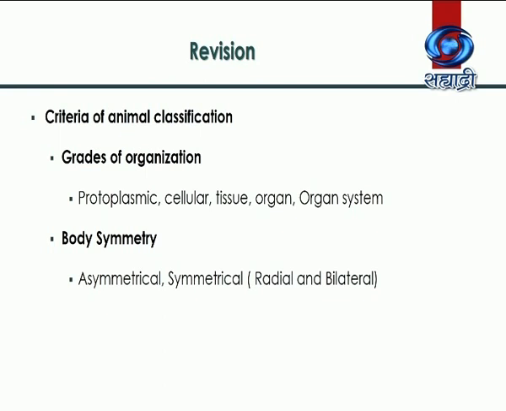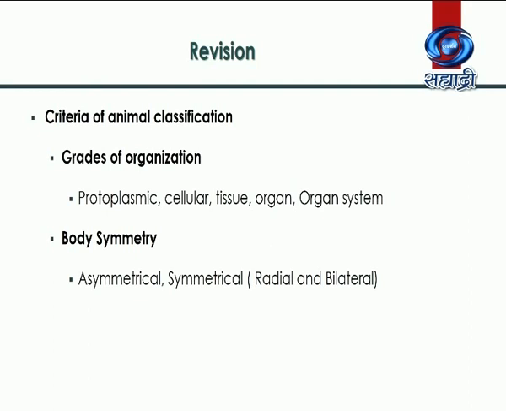Unicellular members show protoplasmic level of organization. Porifera members show cellular level. Cnidaria or Coelenterata members show tissue level of organization, whereas flatworms show organ grade of organization. Arthropod members show organ system level of organization.